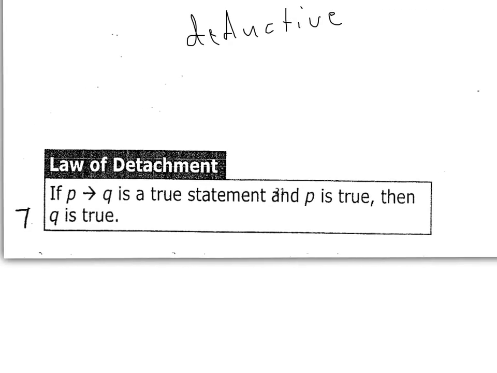Alright, in this section we need to learn several different properties, and the first one is called the law of detachment. Okay, and the law of detachment is a form of deductive reasoning, and what it says is that if you have P going to Q, if P going to Q is a true statement and P is true, then Q must be true. Okay, so once again, if you have P going to Q being true and P is true, then of course Q is true. And this is called the law of detachment. These are one of those properties that you need to memorize.